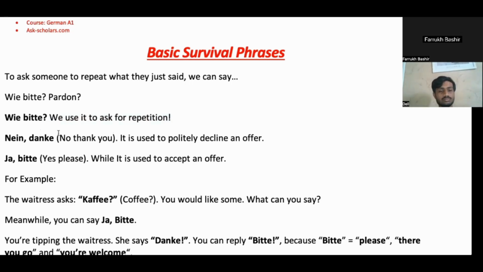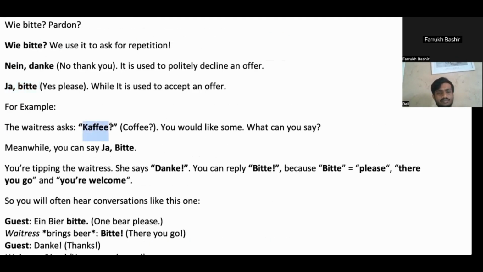If you want to decline someone's offer politely, you can use "Nein, danke," meaning no, thank you. For example, I'm offering you a drink, and you don't want to take it, so you can say "Nein, danke." And if you want to accept my drink, you can say "Ja bitte," yes please. This is a polite way to accept an offer. For example, a waitress asks you "Café?" and you can say "Ja bitte." And she says "Danke," thank you, and you can reply in return "Bitte."